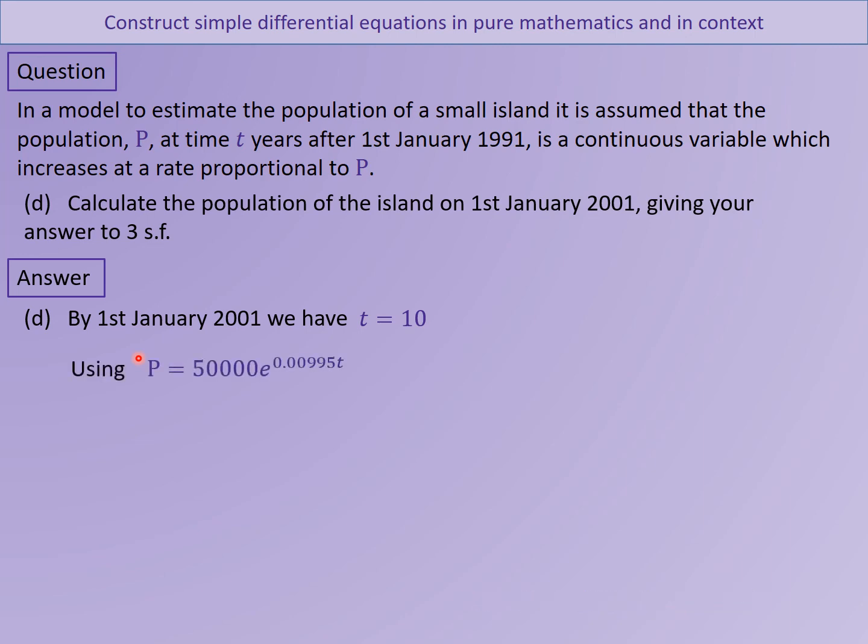But what we can do is substitute it into our new formula. So we're substituting it in for T, and once I've done that, the population is going to be 50,000 e to the 0.0095995 times 10, and there we go. The population in 2001 should be about 55,200.